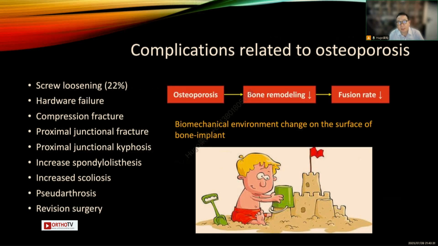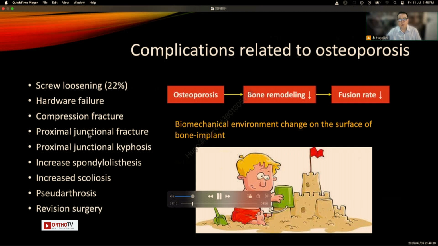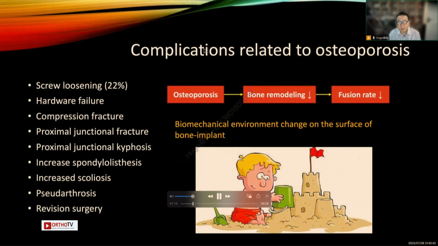But with the aging society, we have more and more patients coming with osteoporosis. It caused a new problem. With osteoporosis, bone remodeling is down, fusion rate is down, so the biomechanical environment changes on the surface of bone implants.